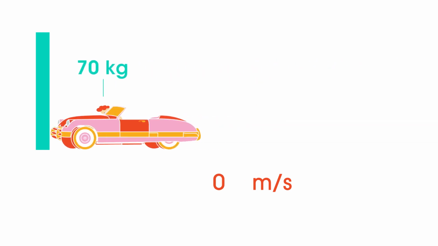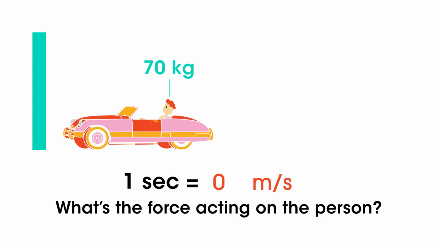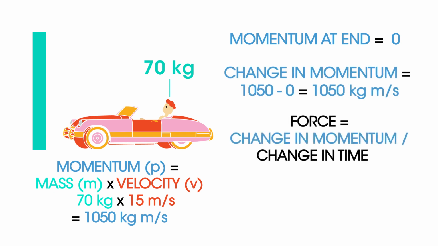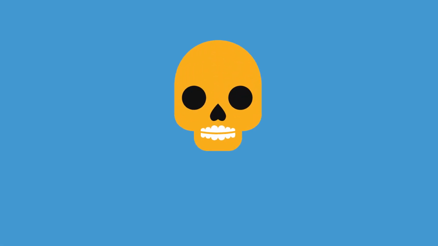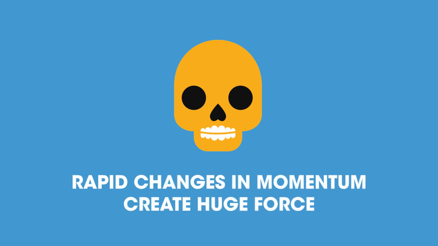Imagine a person with a mass of 70 kilograms is travelling in a car at 15 meters per second. The car comes to a complete stop in 1 second. What's the force acting on the person? Pause the video while you work it out. That force acting on a person could be fatal. Rapid changes in momentum create huge forces that are dangerous.